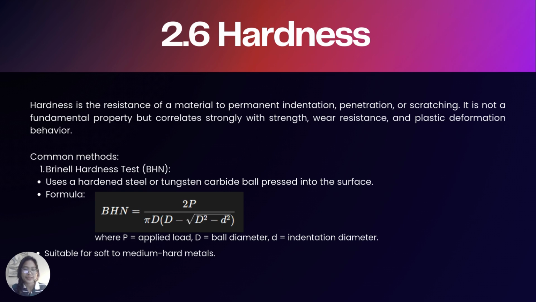Several different hardness tests exist, each with its own advantages. The first one we're going to talk about is the Brinell hardness test, or BHN. BHN uses a hardened steel or tungsten carbide ball pressed into the surface under a known load. The size of the indentation is measured and the hardness is calculated. For example, BHN equals 2P divided by pi D times the quantity D minus the square root of D squared minus d squared, where P is the applied load, D is the ball diameter, and d is the indentation diameter.